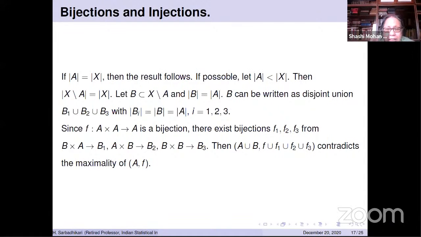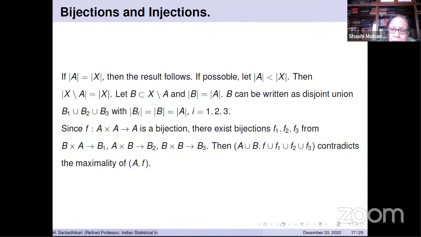And I write B as B1 union... No, sorry. Look at (A union B) cross (A union B). What is it? It is A cross A union A cross B union B cross A union B cross B. And A and B are disjoint, so this (A union B) cross (A union B) is broken into 4 disjoint parts like this. And from each part, I'm getting a bijection.